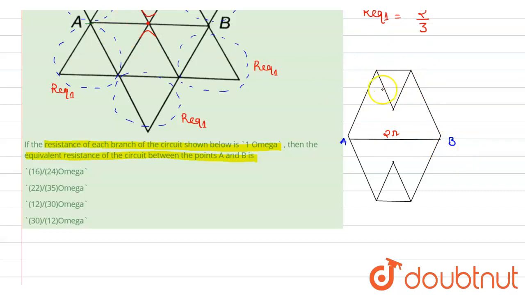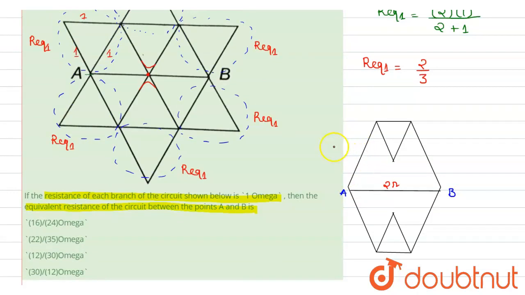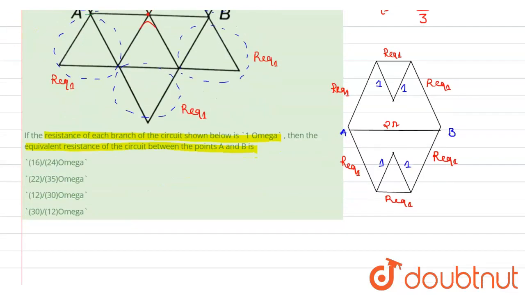And this resistance will be equal to R equivalent 1. This will also be R equivalent 1, this will also be R equivalent 1, and this will also be R equivalent 1, and so on for the rest. And this will be simply 1 and 1, and this will also be 1 and 1. So we have simplified our diagram.